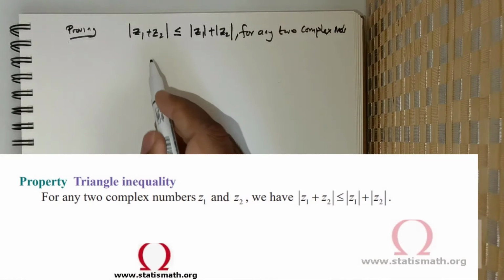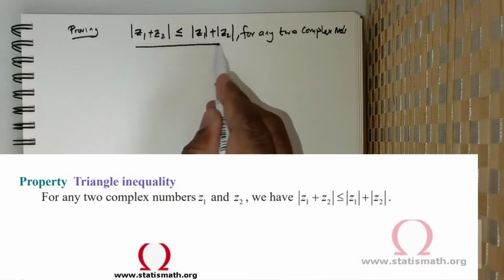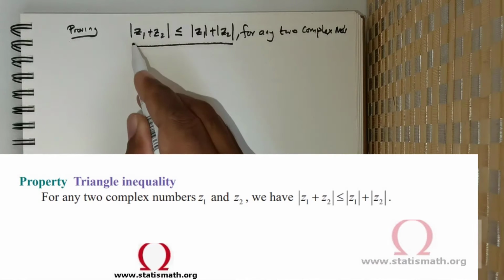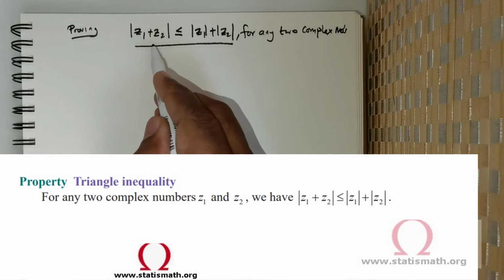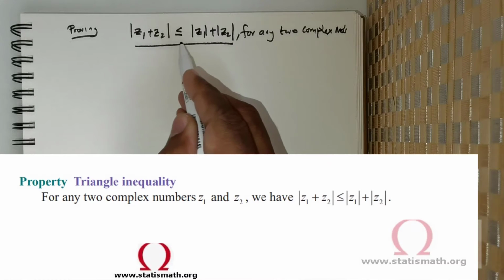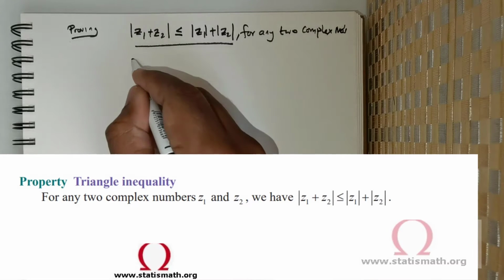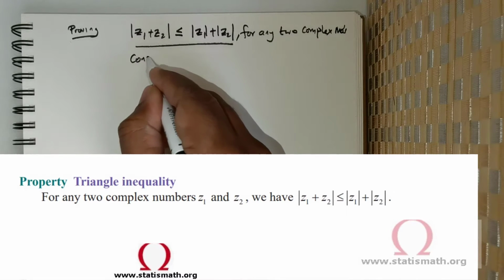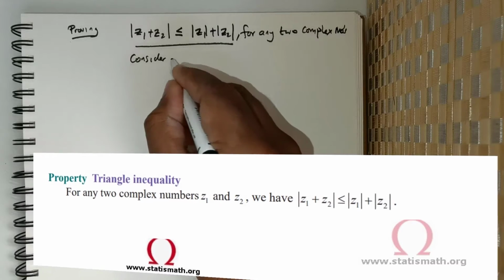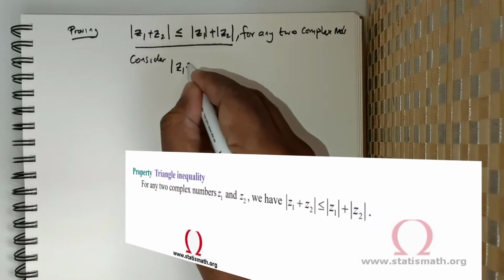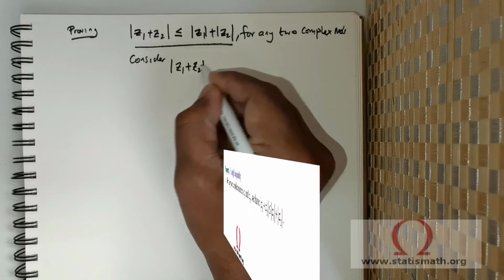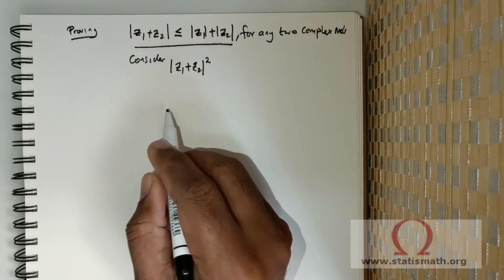We would be proving this inequality: for any two complex numbers, modulus of z1 plus z2 is less than or equal to modulus of z1 plus modulus of z2. Now, foremost, I'm going to consider modulus of z1 plus modulus of z2, raised to the power 2.